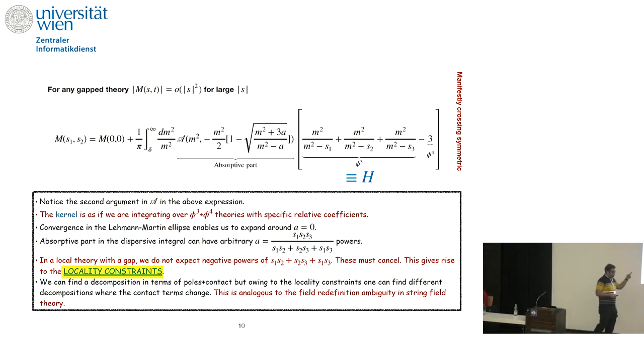Now, in the string field theory calculation, I told you that there is some lambda dependence, which was indicative of a field definition ambiguity. So here, the interpretation of the field definition ambiguity is the following: you can find a decomposition in terms of poles and contacts, which I'll explicitly show in the next slide. But owing to these locality constraints, you can find a different decomposition because you're basically adding a bunch of zeros, and you can change the basis in which you're expanding. So this is analogous to the field definition ambiguity that we learned from the string theory calculation.